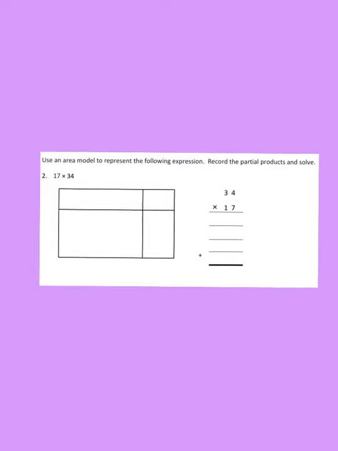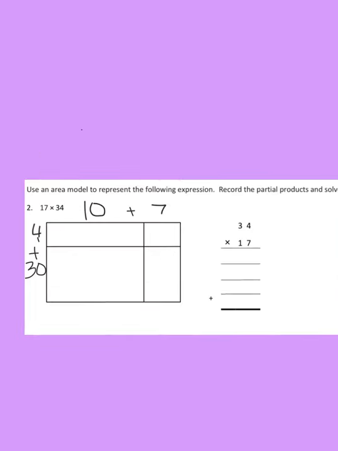So the 30 is going to go here, and the 4 is going to go here. And then 17 will be broken down into 10 and 7. We break those numbers down so that they're easier to multiply.